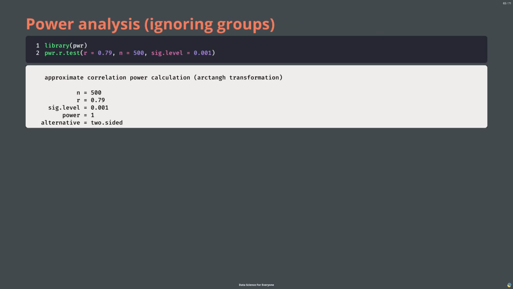Lastly, we can run a power analysis for the correlation test using the power.r.test again. We have to provide the correlation coefficient, which is 0.79, the sample size, which is 500, and the significance level to calculate the statistical power of the test. In our case, the significance level was very low, and so we set sig.level to 0.001. The power comes out to be 1, which is strong enough to support our conclusion.